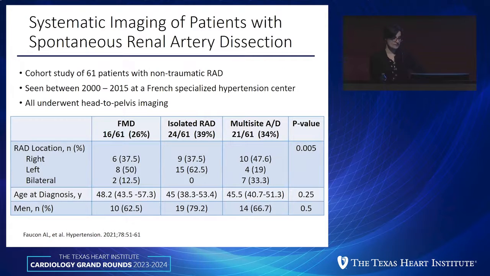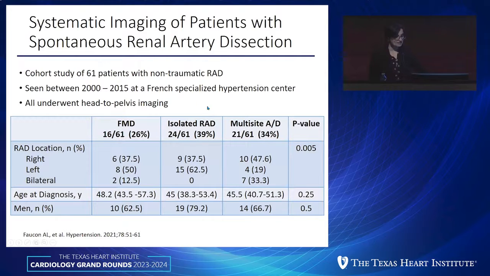So this was a really cool study, came out of Europe, looking at patients with spontaneous renal artery dissection. And again, I want you to try to start to think about all of these entities as connected, which is why I'm going here. So this was a study of 61 patients evaluated at a hypertension center. All the patients underwent head to pelvis imaging after their renal artery dissection. What they found was about 26% of those patients had FMD. About 40% almost had isolated renal artery dissection. And then another group, a third of them, had multi-site aneurysm and dissection without FMD findings, so other vascular findings.